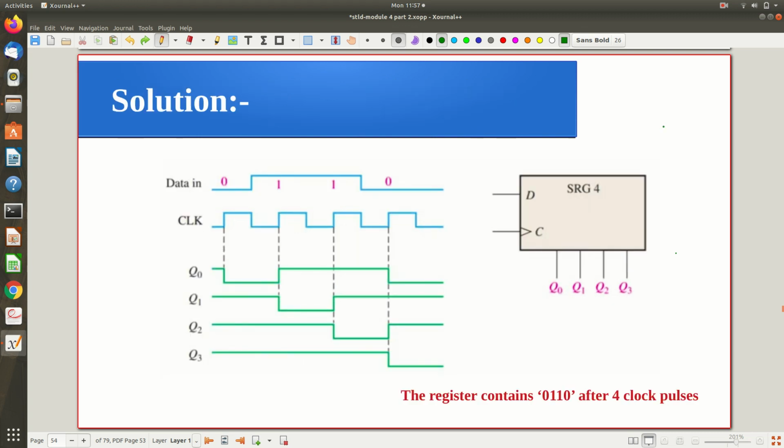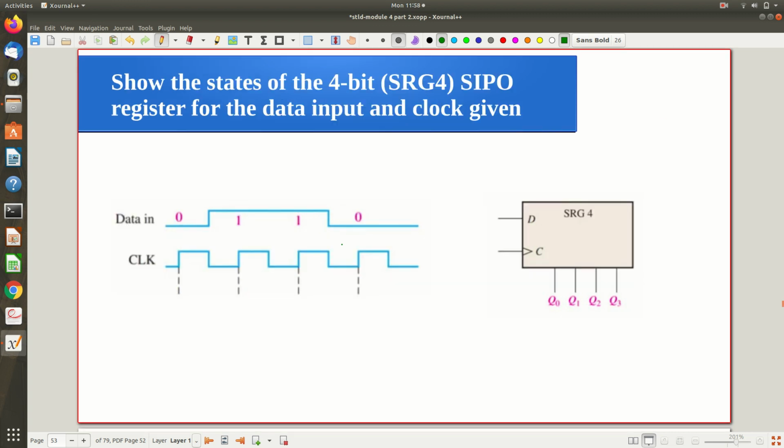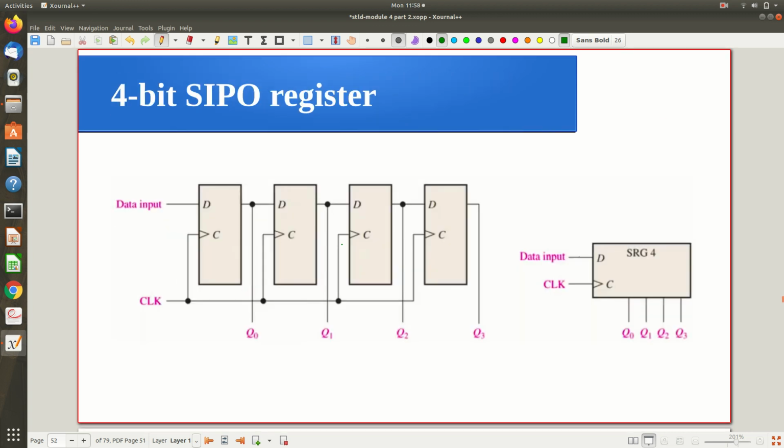So let's see. This is the input you are having, and this is the clock you are having. You know by default this notation means it is positive edge triggered, right? Positive edge or rising edge of the clock is having a transition. So at this point the first flip-flop will be triggered. The output of the first flip-flop you are calling Q0, and the second one you are calling Q1, whatever it is. Anyway, now the data is available at Q0.